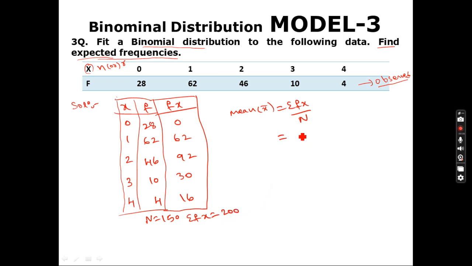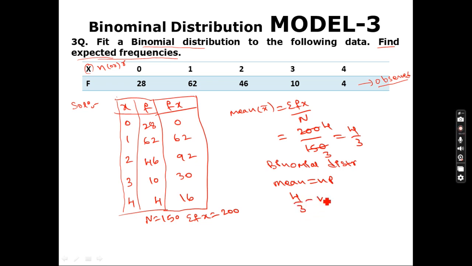Substitute these values here: 200 divided by capital N, which is 150. This simplifies to 4 by 3. Now, in the binomial distribution, the mean formula is np. So the mean we got, 4 by 3, is equal to np.